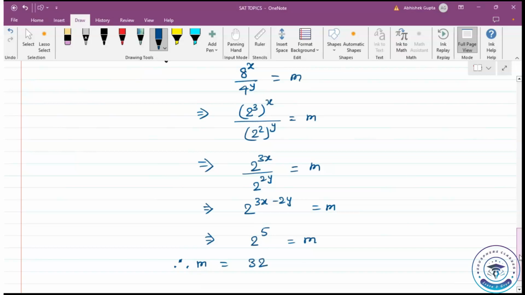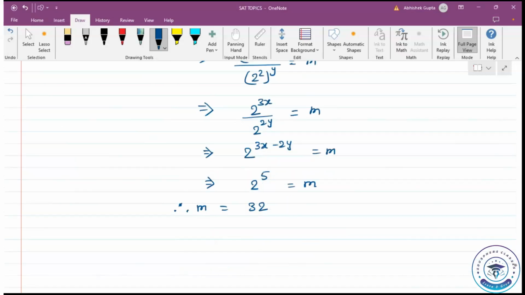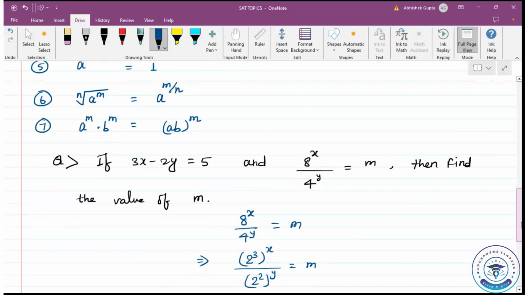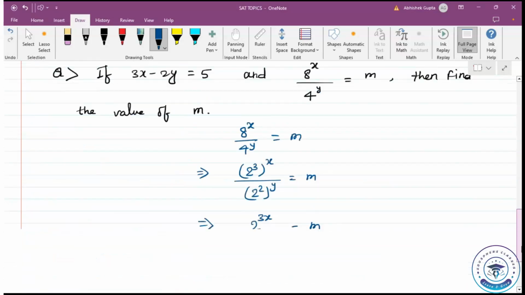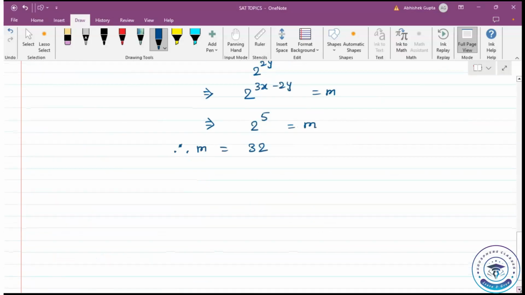So that will be the answer. This is how we will evaluate the questions of exponents. And also we have to remember these rules of exponents. Now coming to radicals.